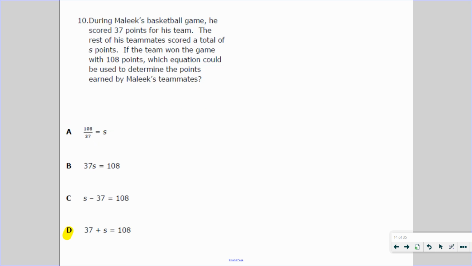Number 10, during Malik's basketball game, he scored 37 points for his team. The rest of the team scored a total of S points. If the team won the game with 108 points, which equation could be used to determine the points earned by Malik's teammates? Let's read this. Malik scores 37 points. Then the teammates score a total of S points. And they won with 108. So it's saying Malik plus what his teammates did equals 108. That's why D makes sense.